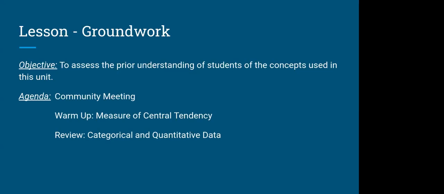The two things that we are going to do today are just preparing us for what is to come. I want to see what you remember because it'll help me understand where I have to go. So our agenda for today, we are going to start with community meeting as usual. Then we will do a warm up on measures of central tendency. Then we will finish with a review of categorical and quantitative data. And again, remember, this is just laying the groundwork. I want to see what you remember.